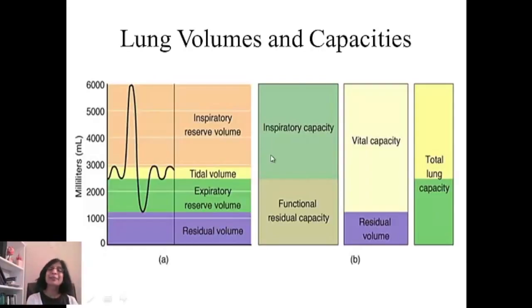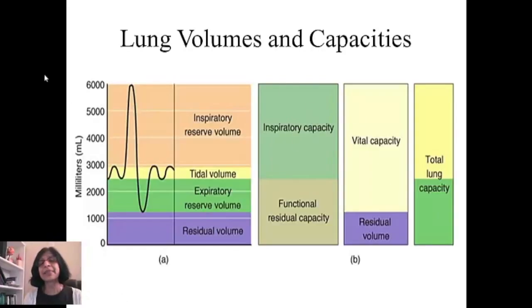Now let's talk about inspiratory capacity. So this is tidal volume and this is inspiratory volume. If you combine those, then you get inspiratory capacity. Functional residual capacity is where you combine residual volume and expiratory reserve volume. Then you get functional residual capacity. Vital capacity is where a person can breathe the maximum amount of air possible in and out. So you're combining expiratory reserve volume, tidal volume, and inspiratory reserve volume.